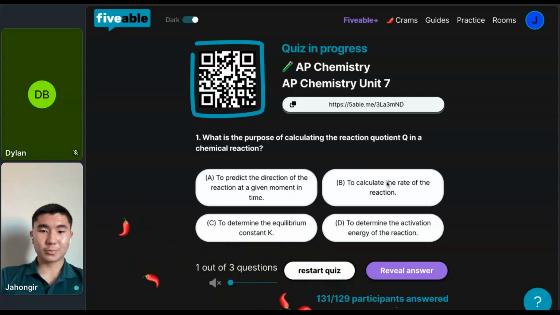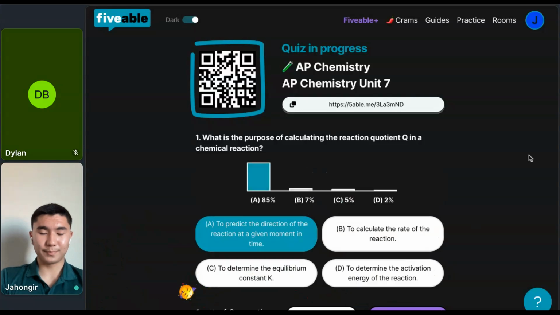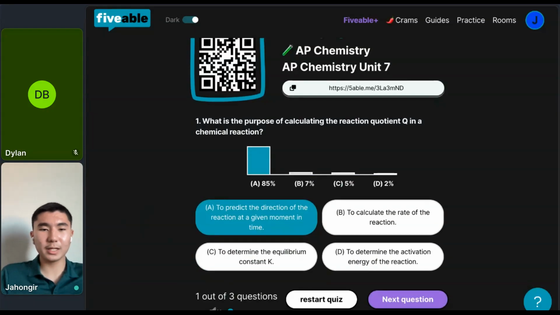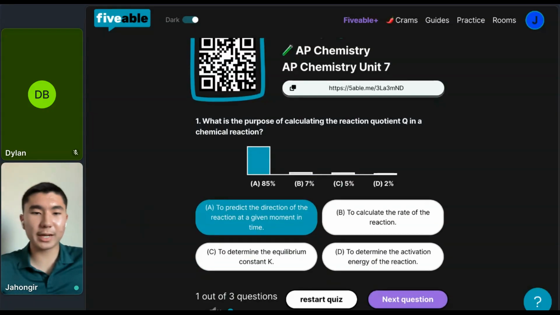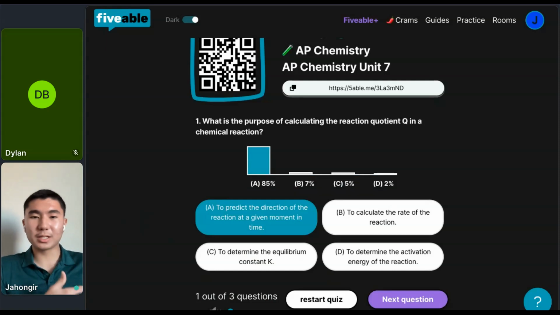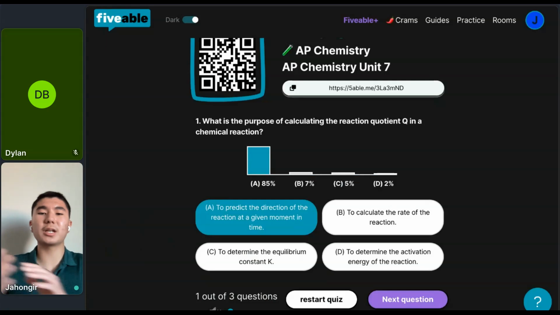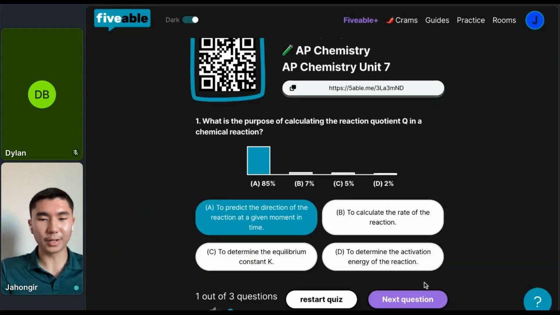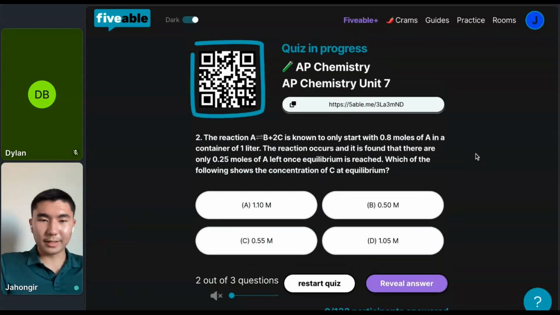All right, so let us reveal the answer. Okay, so 85% of you got it. So it is A, to predict the direction of the reaction at the given time. And we discussed this before. The reaction quotient is just to help us compare to the equilibrium constant so we know which direction is being favored. All right, so let's look at the next question.